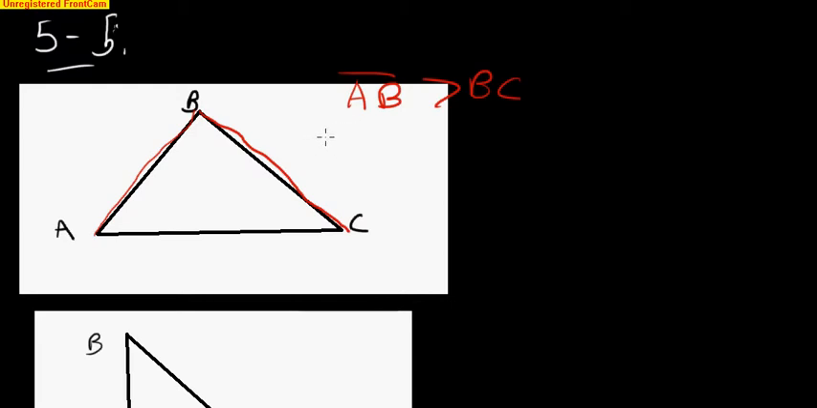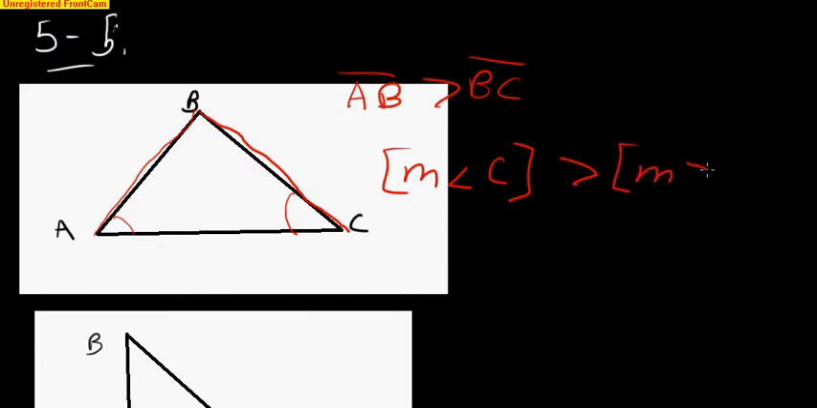Now, what do we know about the angles, based off of what we know about the lengths of these sides? Well, we're given the information that the angle opposite the largest side of a triangle is going to be greater than the angle opposite the smaller side of the triangle. So because AB is larger than BC, we know that the opposite angle of AB, which is C, is going to be greater than the opposite angle of the smaller side, BC, which would be A. So we know that the measurement of angle C is going to be greater than the measurement of angle A.